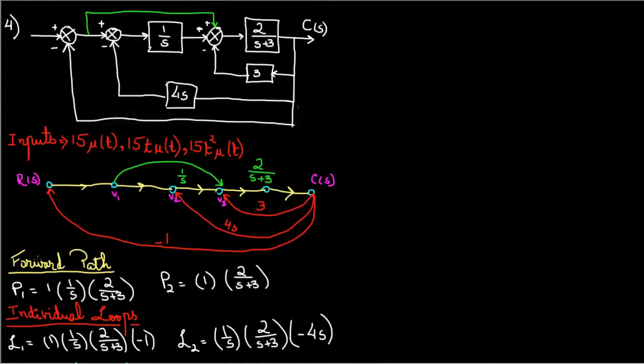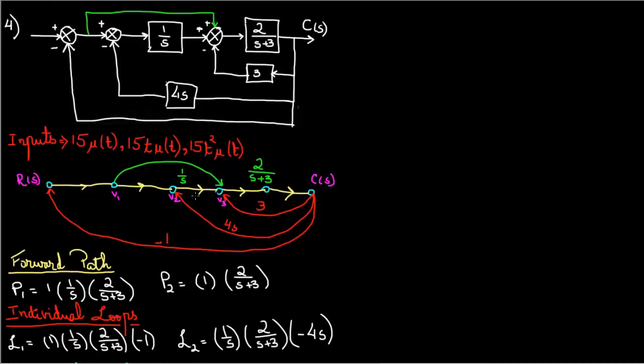First, you write your forward path, which is going to be 1, which is right here, times 1 over S, times 2 over S plus 3. Your second forward path is going to be 1, and as you see this line going over, so you're going to have 1 again, and then 2 over S plus 3. So that's going to be your second forward path. Now we don't have anything else going around in the direction of C of S, so we don't have any more forward paths.